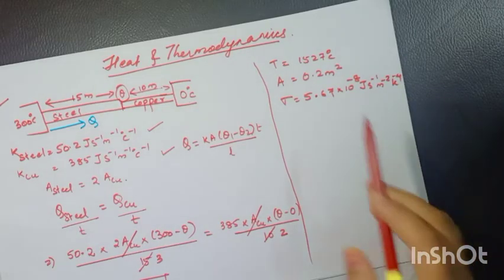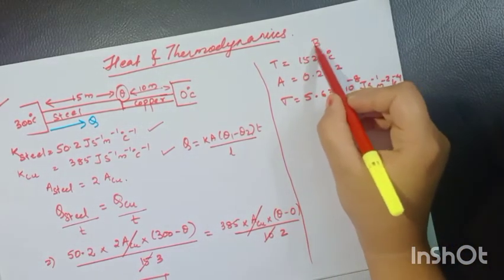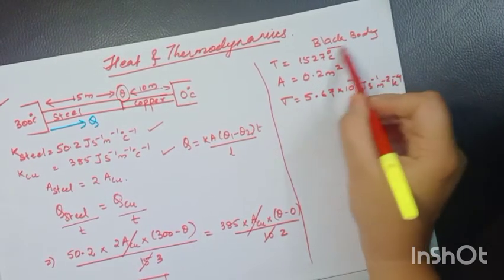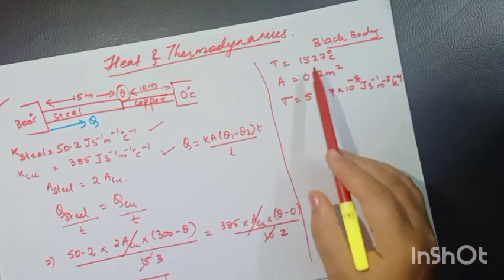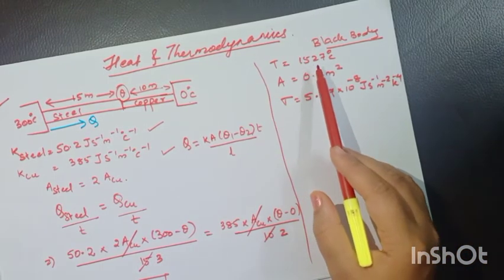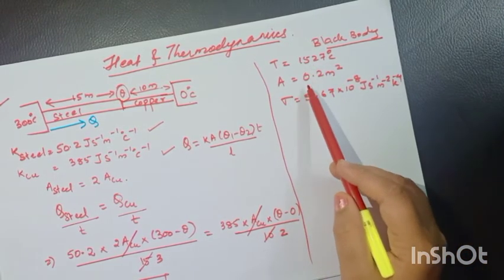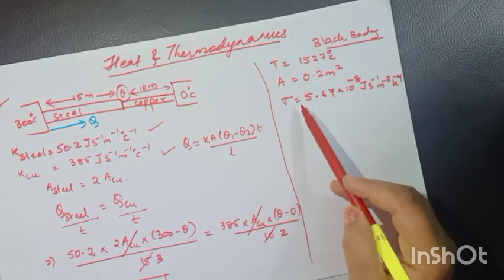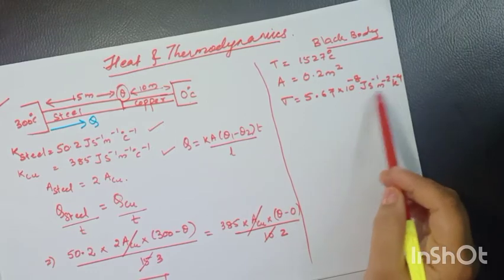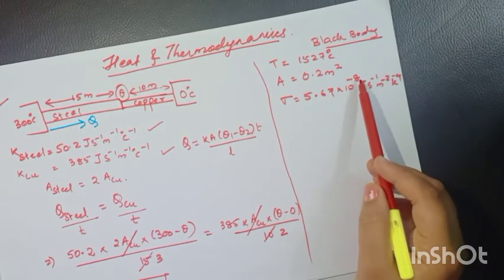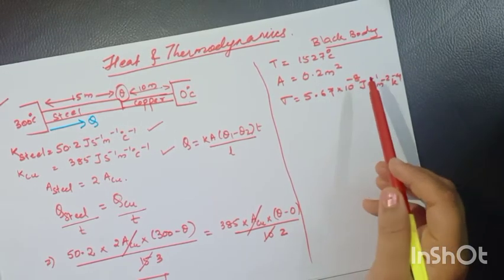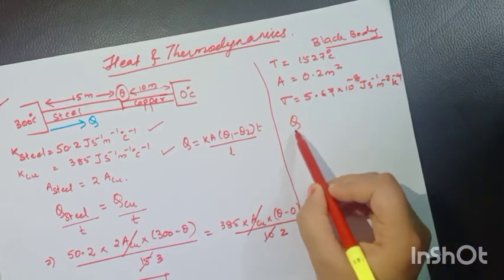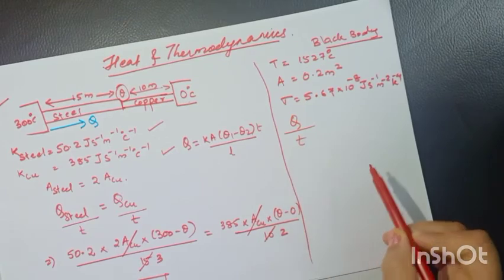The next question is, there is a black body and the black body is radiating energy. It is at a temperature of 1527 degrees Celsius. It has a surface area of 0.2 meter square and the given Stefan's constant is 5.67 into 10 to the power minus 8. We have to find out the amount of energy radiated per second.